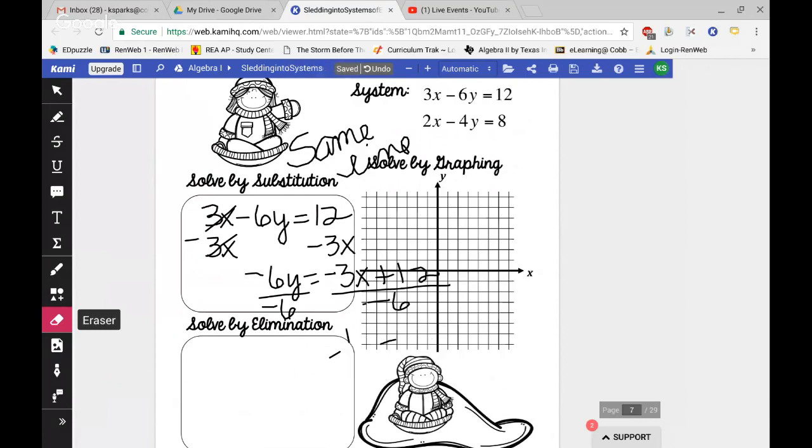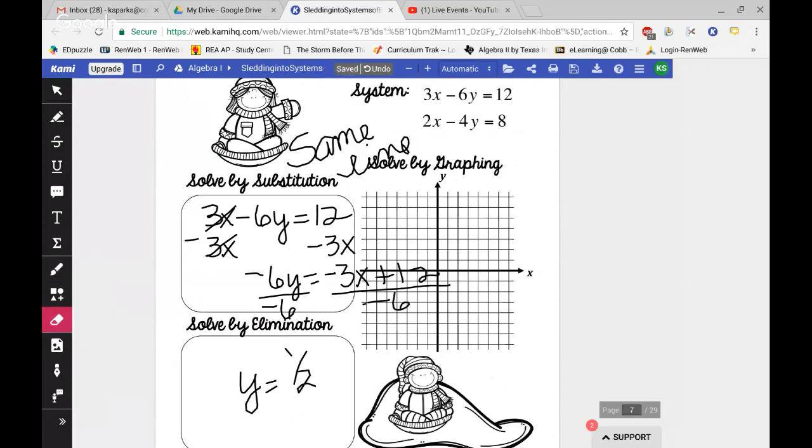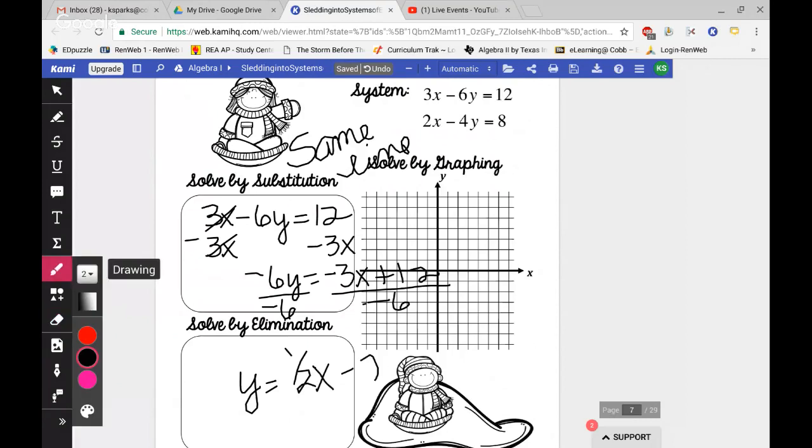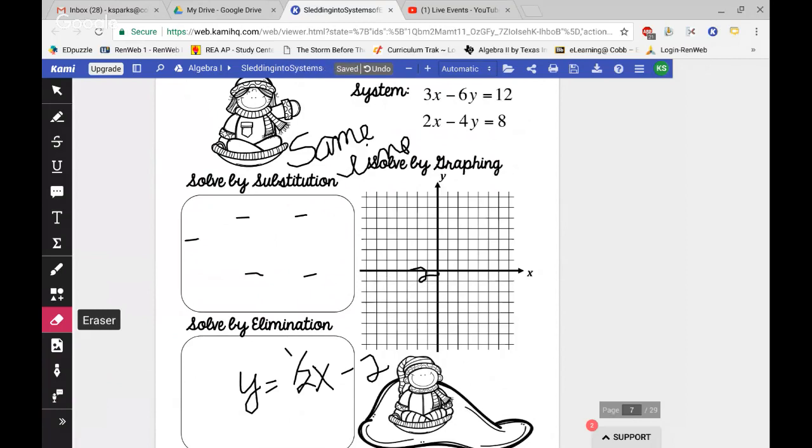And for the graphing on this one, oh, I erased that. Hang on just a second. Let me add y equals 1/2 x. Was it negative 1/2 x? No, it was a positive 1/2 x. And it was a negative 2, right? Okay. So that's in slope-intercept form. And then we're going to put the other one in slope-intercept form, and you'll see that they're the same line. And that's how you solve by graphing.